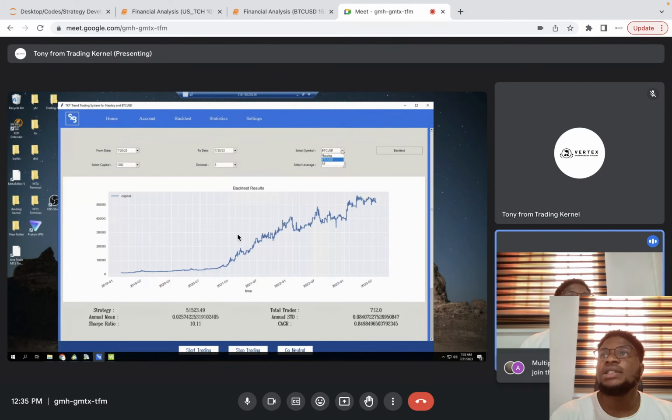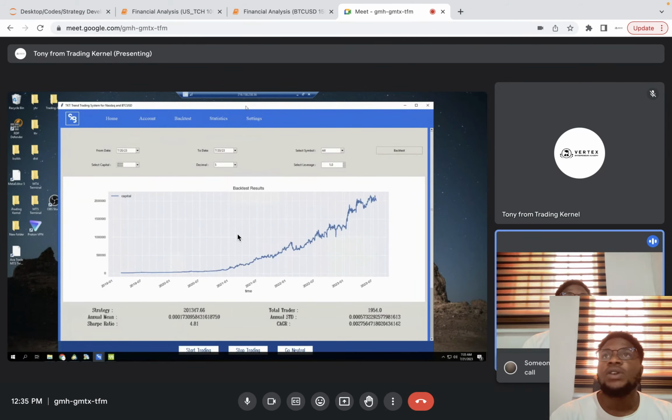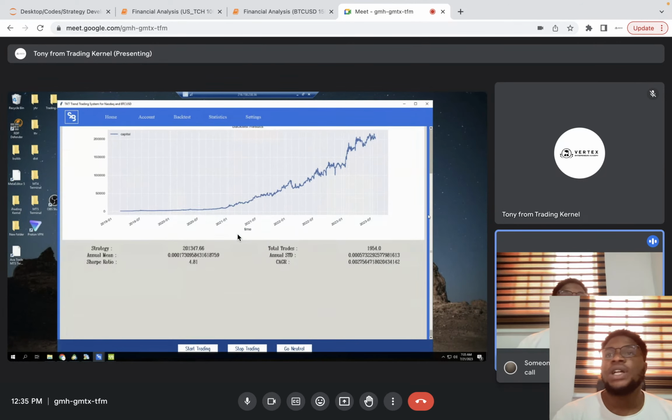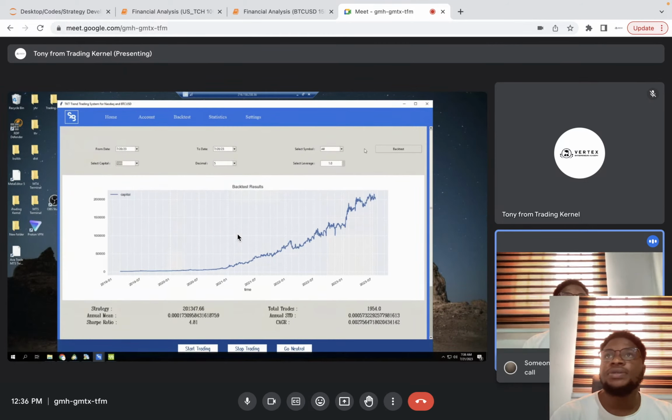Let's backtest all the systems using a capital of 1,000. If you click here, you can backtest the system. You can see your strategy, returns, total trades, annual mean, Sharpe ratio, CAGR, and some other important information.